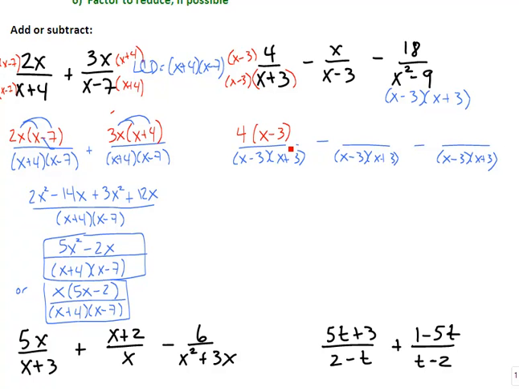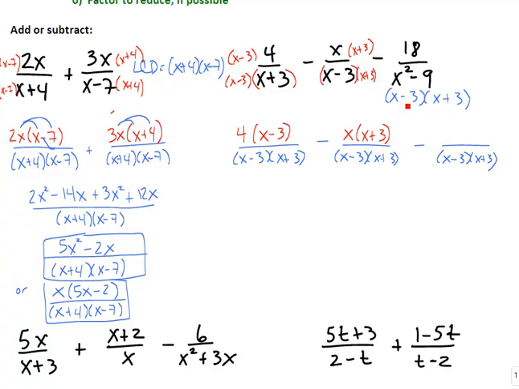x minus 3. In our second fraction, we already have the x minus 3 factor. What we're missing is the x plus 3 factor. So I would need to multiply by x plus 3 on the top and on the bottom. So I have my original x times the missing factor x plus 3.